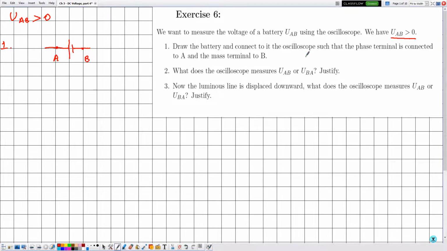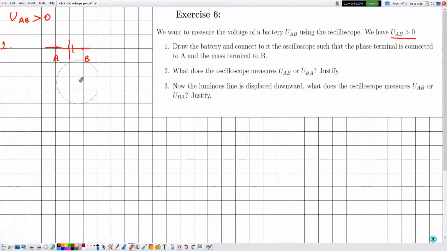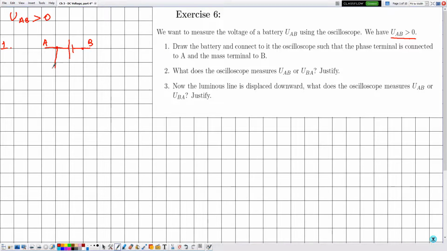Yet we didn't answer the question here. What we have done is identify the terminals A and B. So let me write here that this is B and this is A. Now what is required from us is to show the connections of the oscilloscope to the battery. They are telling me that the phase terminal is connected to A, so this is the phase terminal, and the mass terminal is connected to B. So this is it.